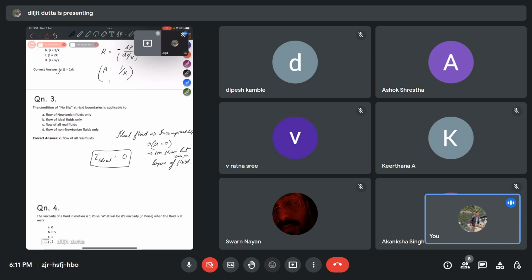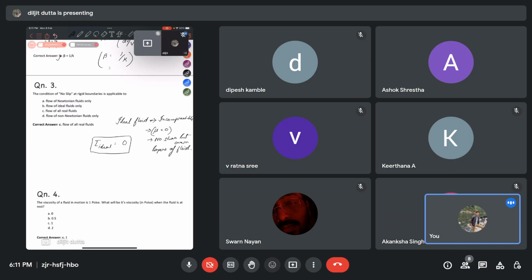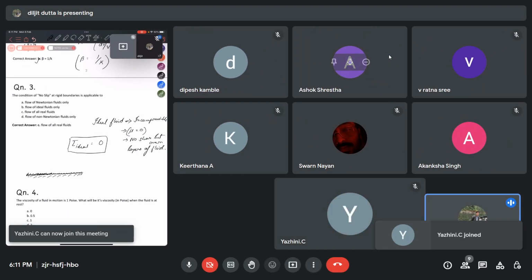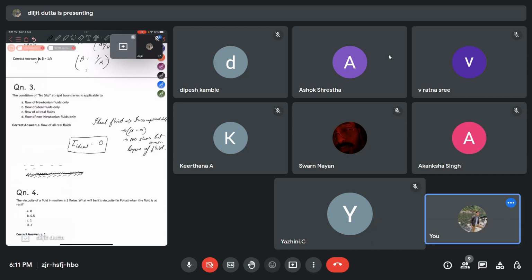Now, when you talk about the no slip condition, suppose we consider a rigid boundary. This boundary looks smooth, but if you look at the microstructure of the boundary, there are small undulations on it. I am just showing it magnified to show the effect of the boundary. So a fluid is flowing this way. This is the direction of fluid flow.